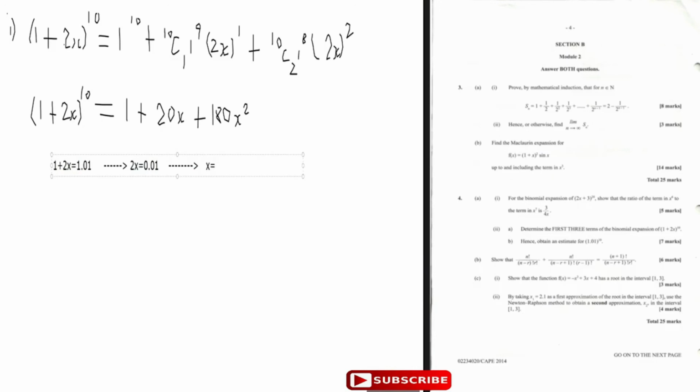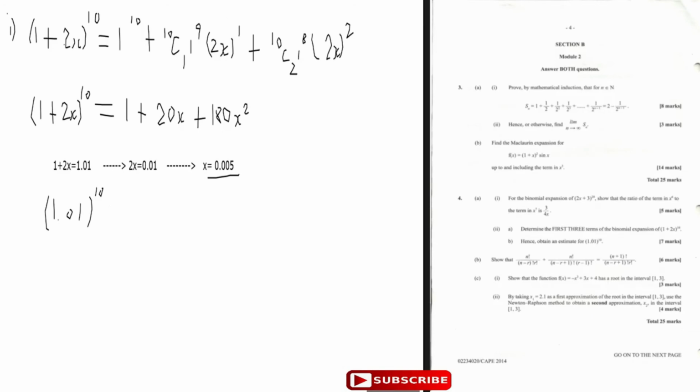That looks like 0.005. That's what we're saying is x. x is 0.005. Now that x is 0.005, we can go ahead and compute what this is going to be. So 1.01 to the 10th power is going to be equal to, we're going to substitute 0.005 into this equation to get that it is equal to, let's plug that in.